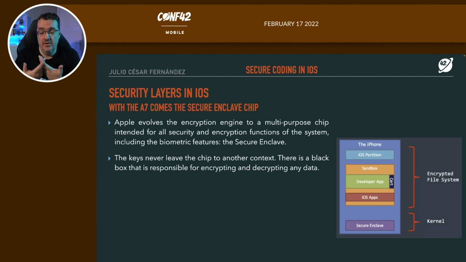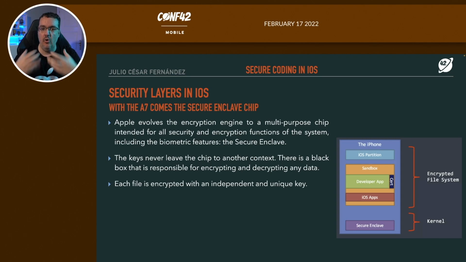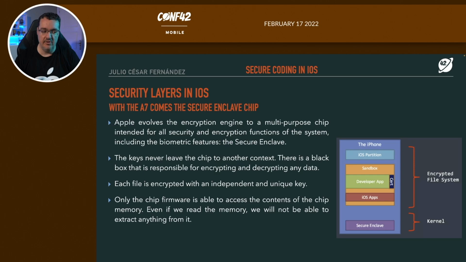And we don't know what the mathematical way is to store all the things about the biometry, the Touch ID and the Face ID. And another thing that Apple does is to encrypt each file with an independent and unique key for each file, not one key for the whole file system. Okay? And again, all inside this Secure Enclave.